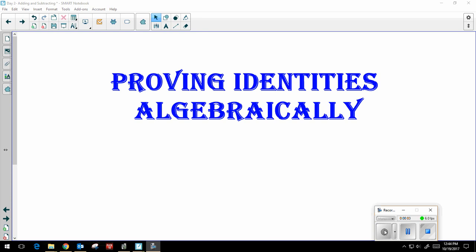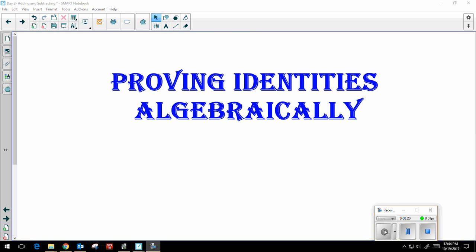Proving identities algebraically. I'm going to take a look in this video at two examples, and they're both going to be rational identities, or rational expressions that are identities. But there are all types of identities. There are multiplication identities, there are factoring identities, and the goal with proving that something is an identity is that you want to work with one side at a time.